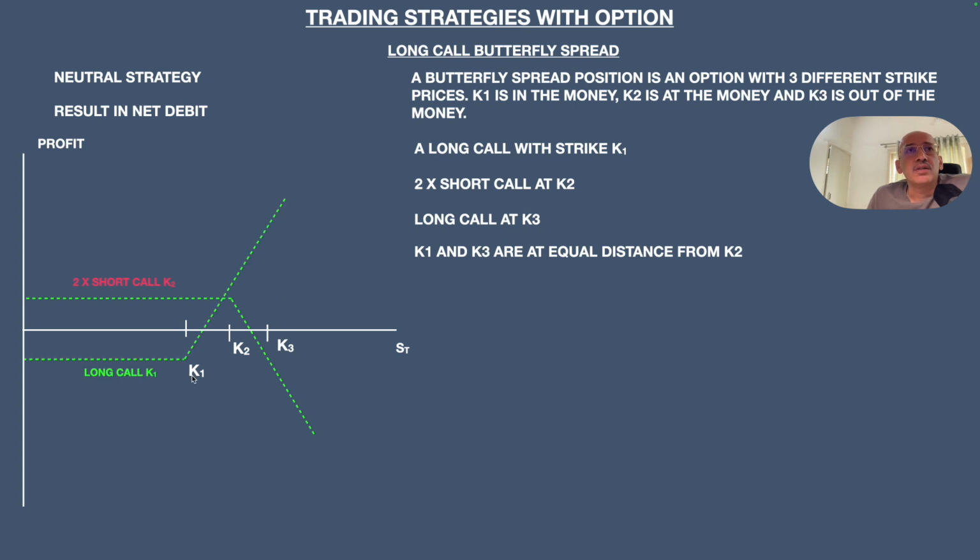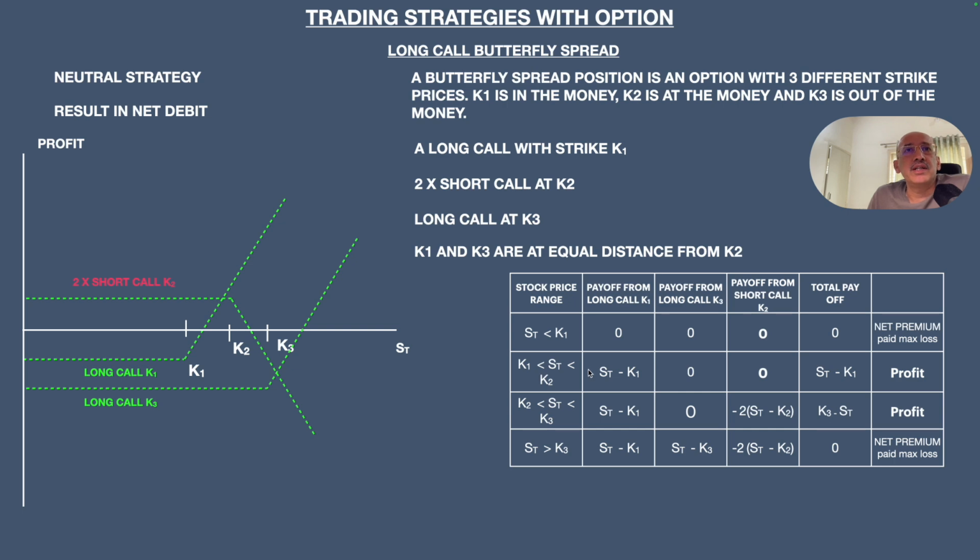Okay. Now, there is one long call. What does the long call do? I have already explained. Till the time it is at K1, you will just lose the premium. But once it goes beyond K2, you start getting into profit. And finally, another long call at K3. Here, till the time the strike price is below K3, this long call will give you nothing, and you will lose the premium which you have paid for it. Okay. Now let us see the table of the payout.